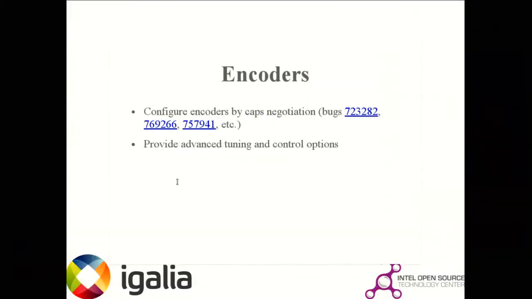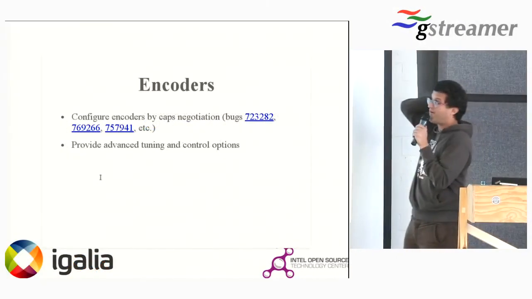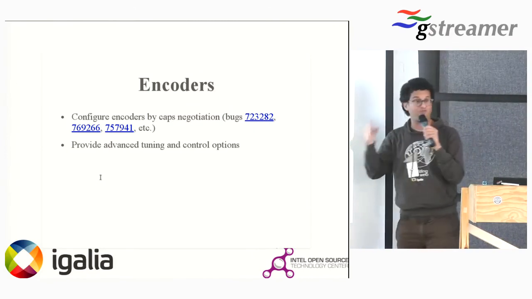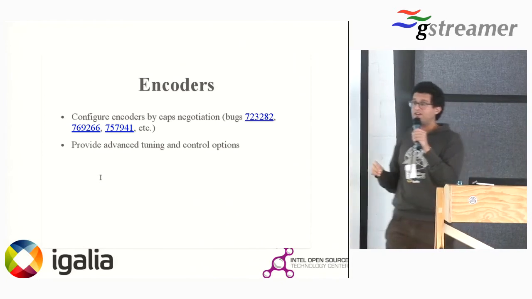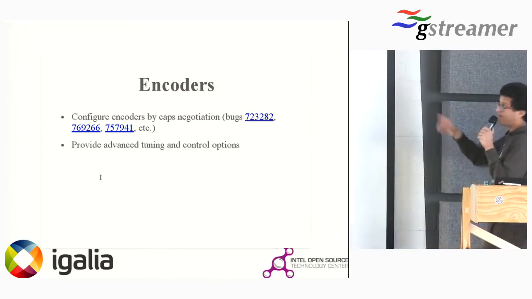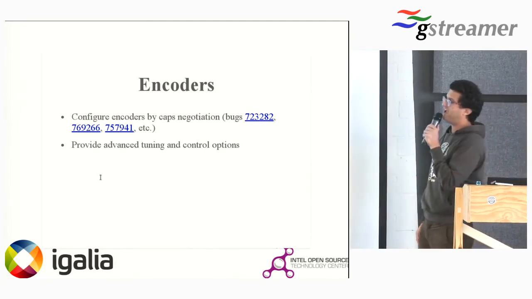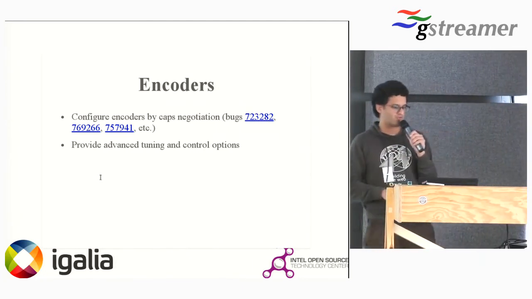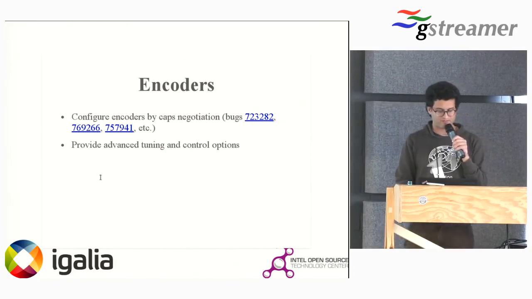For encoders, we have to find a way to configure the encoders using caps negotiation, mostly for the profile, because now the profile is decided in another way. We have to do that. Victor is working on that. And we also have to provide advanced tunings and more control options to encoders. We have a problem with that.